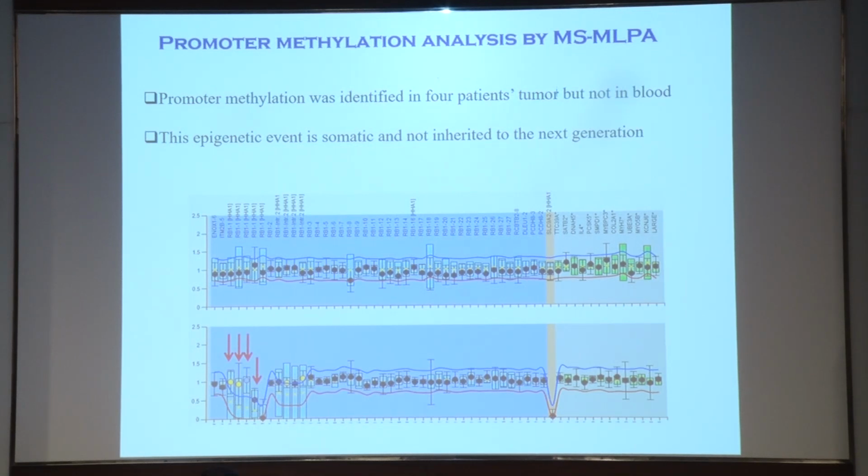The next entity is the promoter methylation analysis, which was found in about 4 of our patients out of the 500 and odd patients that we handle. But these were not found in the blood. It is important to note that this promoter methylation was found in the tumor and not in the blood. So this is an epigenetic change that has occurred, is somatic, and cannot be inherited by the next generation. It's very important for us to understand this. When something is not found in the blood, it will not be inherited by the offspring.